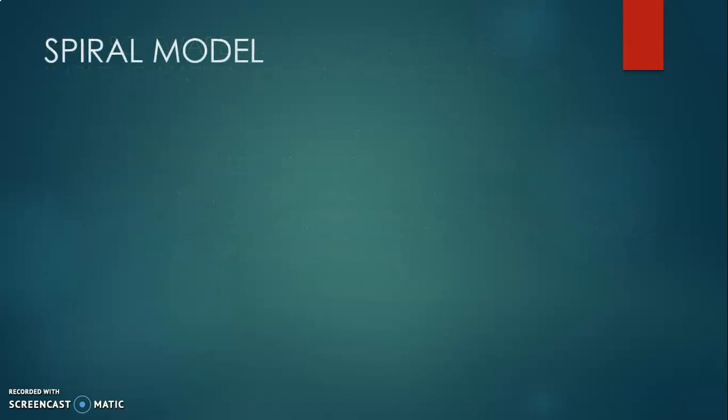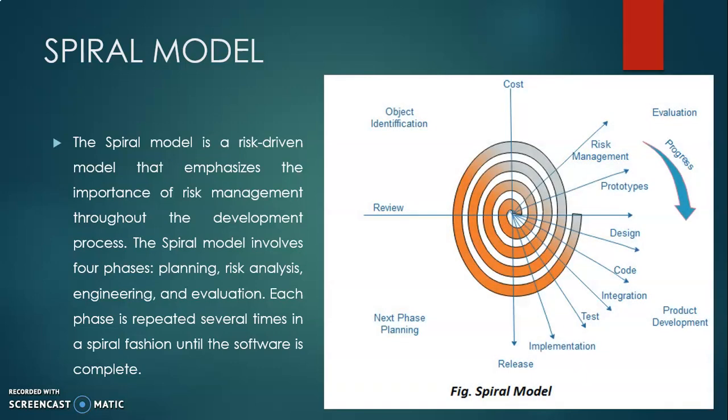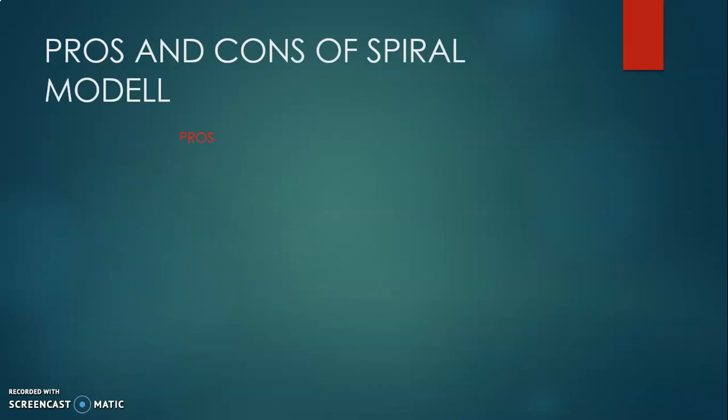The next one we're going to be looking at is the spiral model. The spiral model is a risk-driven model that emphasizes the importance of risk management throughout the development process. On your right, you're going to see how the spiral model looks. You have objective identification, evaluation, product development, and next phase planning. So it's all about risk. You see risk management, prototypes. In fact, it emphasizes more on risk. So I'm going to give its pros and cons.